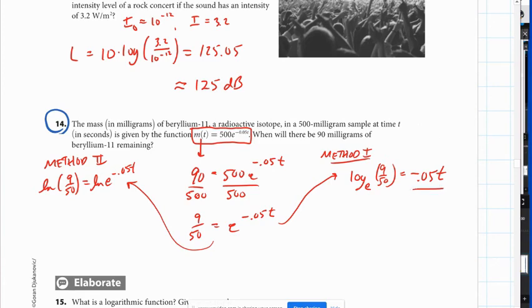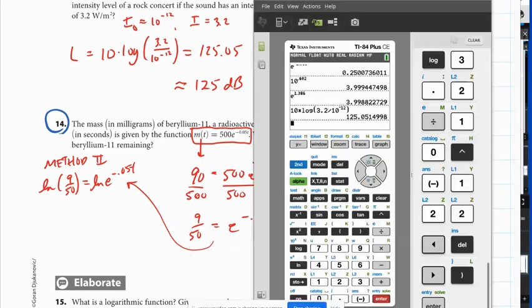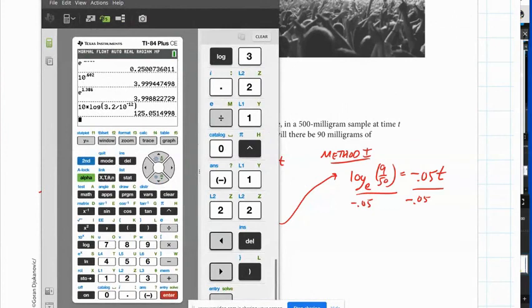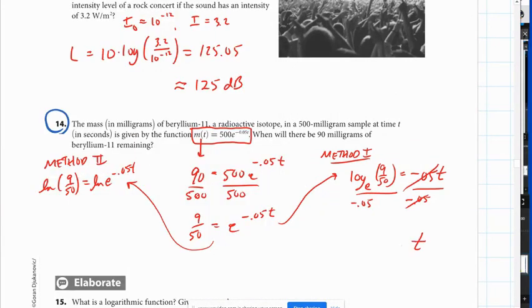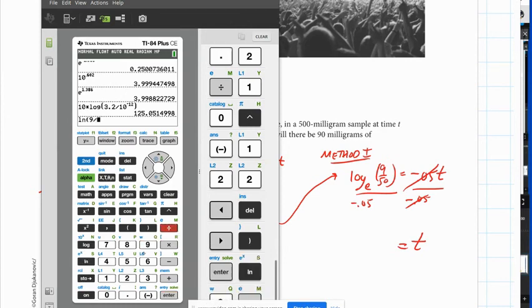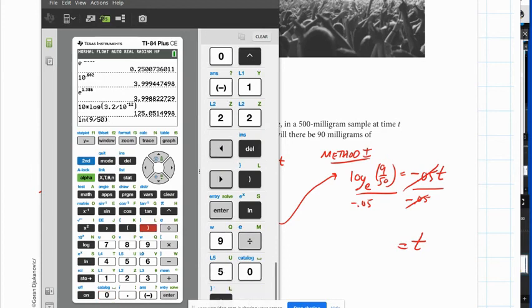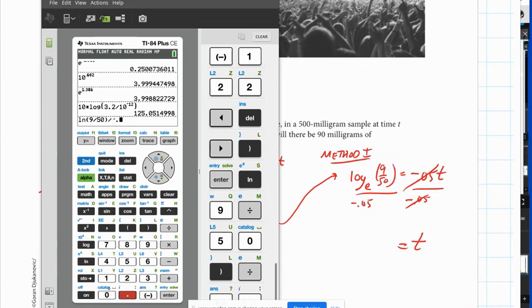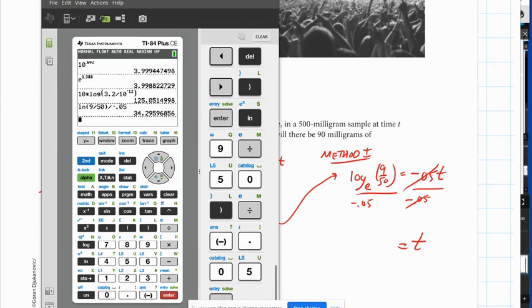So I just divide both sides by negative 0.05. Now this is a log base e, so that's really a natural log. And so to evaluate this expression, so those cancel, I get t equals, to evaluate the left side, I'm going to do the natural log of 9 divided by 50 divided by negative 0.05. And the answer is about 34.296.